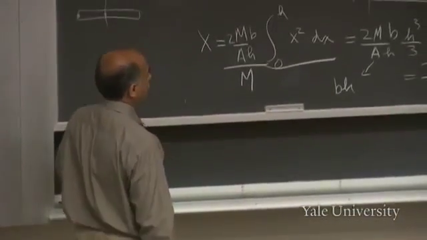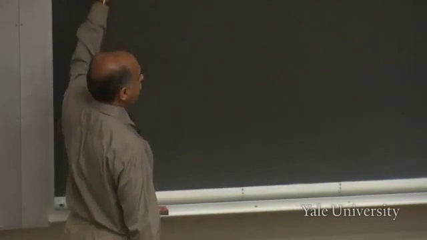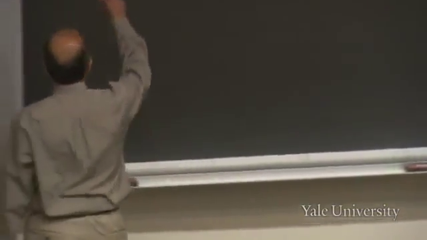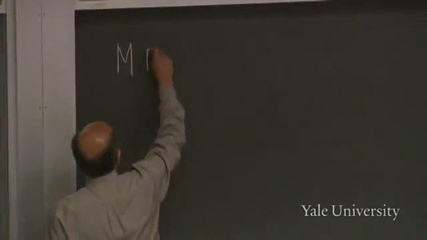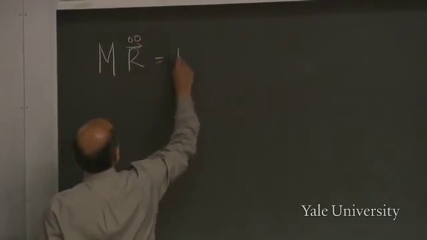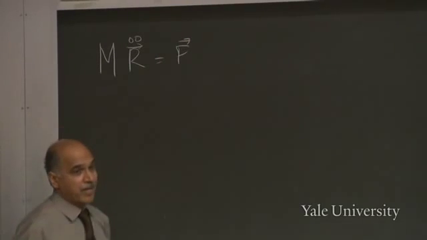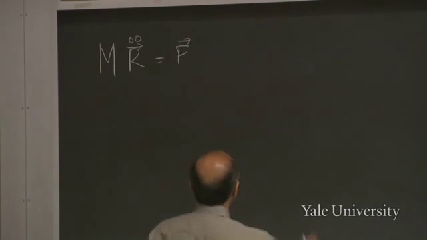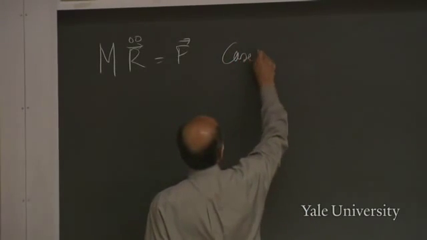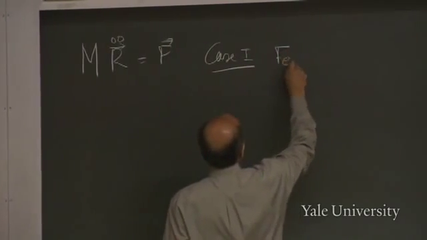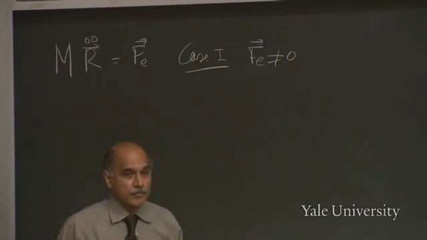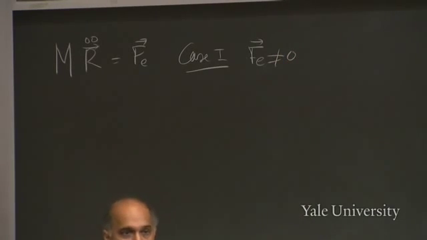I already gave you a clue as to what the implications are, but let me now take a thorough analysis of this basic equation, m r double dot equals F. We're just going to analyze the consequence. So there are several cases you can consider. Case 1 is F external not equal to 0. So these are two bodies subject to mutual force and to an outside force.